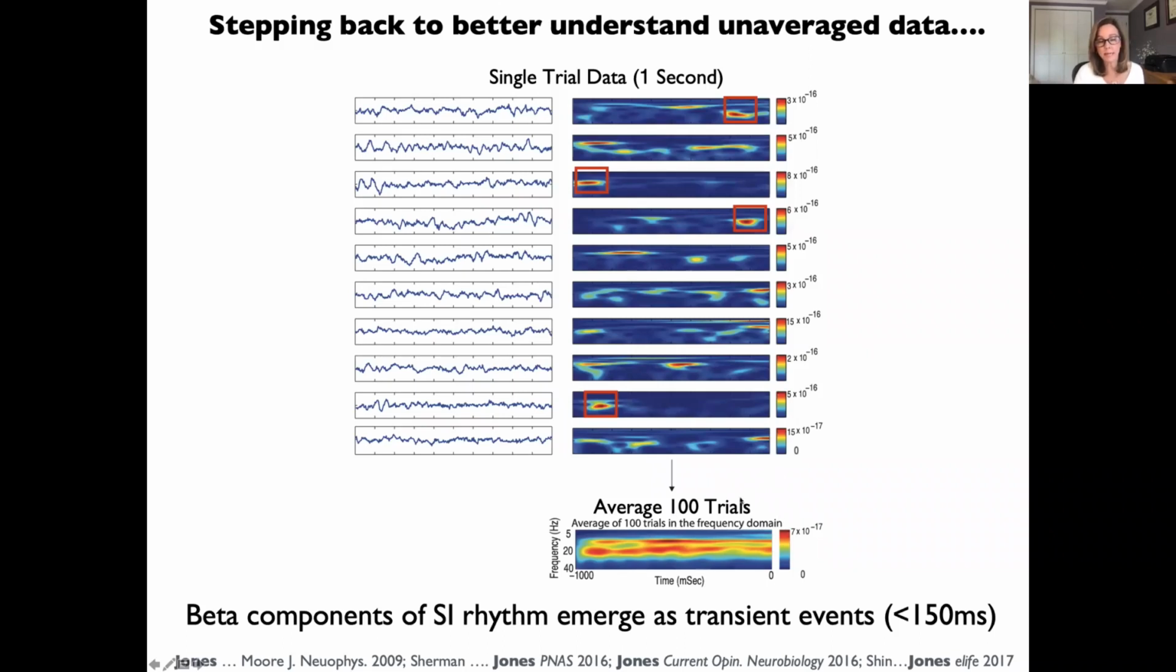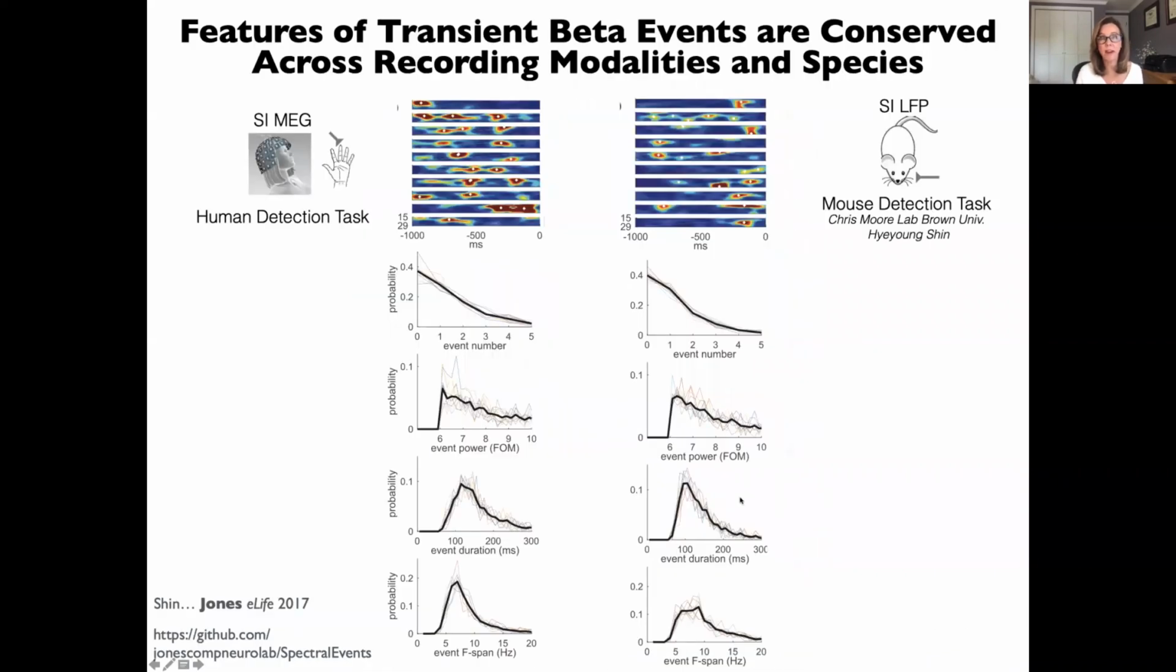This transient nature of beta activity is a very robust phenomenon. We've been fortunate to be able to look at it also in local field potential recordings from the rodent somatosensory barrel cortex. This is data provided by my collaborator at Brown University, Professor Christopher Moore, and a graduate student in the group, Heian Shin. And in the mice, they're doing very similar tactile detection experiments where they're stimulating the vibrissa.